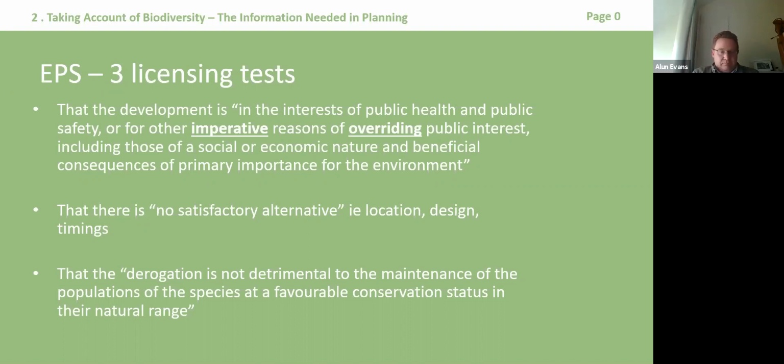The third test, which is the true ecological test, is whether the derogation is not detrimental to the maintenance of the population of the species, i.e. bats, newts, at a favourable conservation status in their natural range.